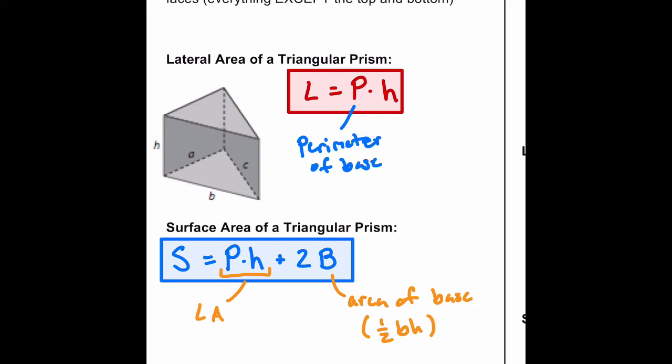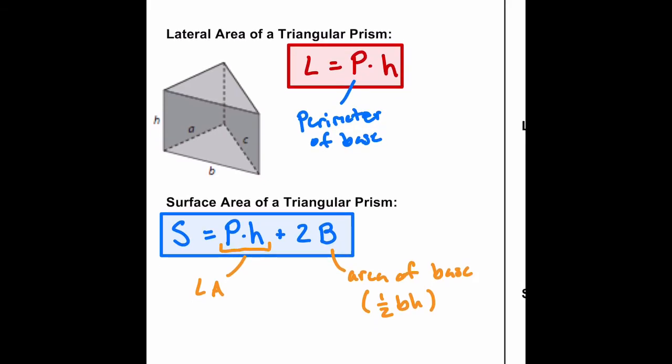Okay. So looking at the lateral area of a triangular prism, we've got a formula here, which is L equals P times H, where P stands for the perimeter of the base. And so when we're looking at this figure here, we know the base is a triangle. That's why it's a triangular prism. And to find the perimeter, we would just add up those three sides, A plus B plus C, and then multiply it by the height of that triangular prism, and we'd end up with the lateral area.